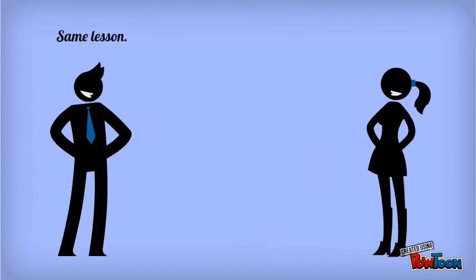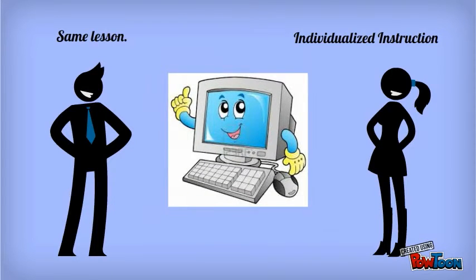Imagine two teachers, each having an equally diverse group of students. Teacher A gives the whole class the same lesson. Some kids will immediately understand the concepts, and other kids will not. Teacher B paces her instruction according to every student's rate of learning. Her instruction is much more individualized. In modern classrooms, computers can help make learning more individualized.